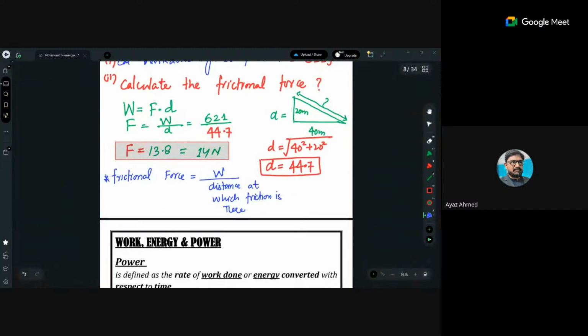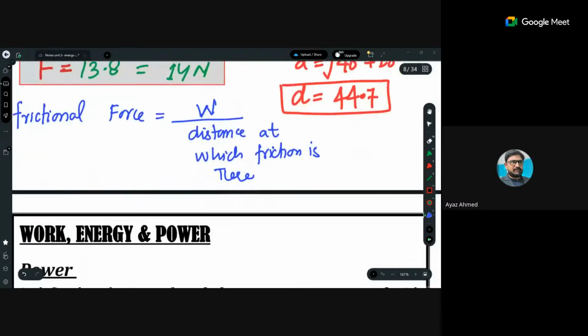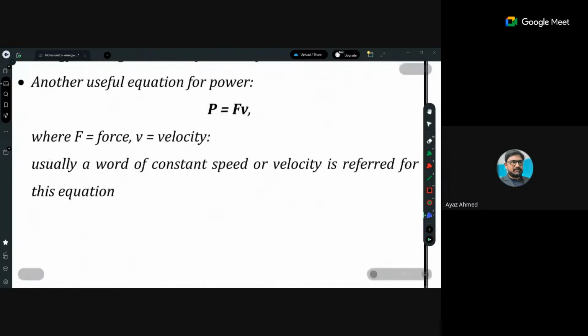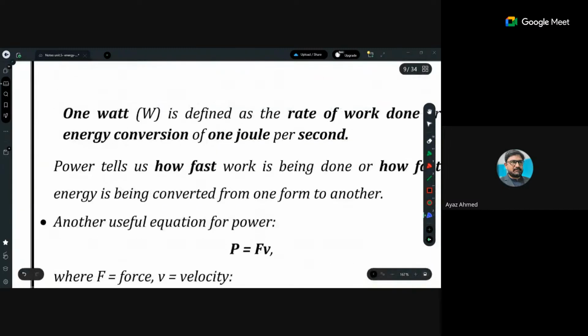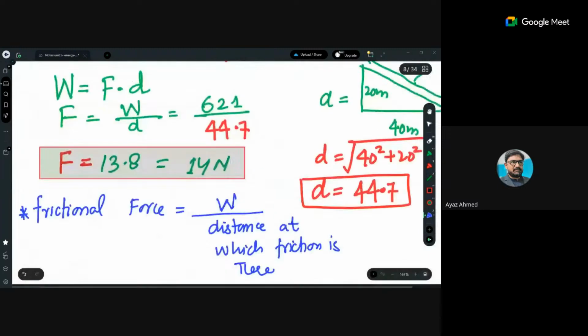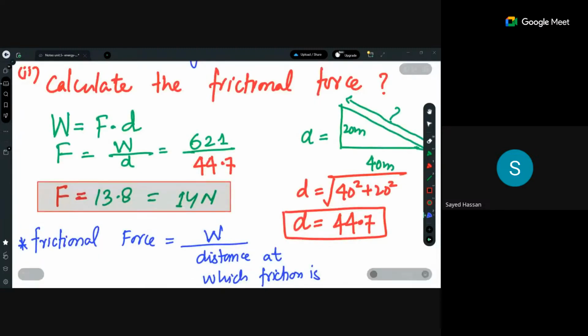So this is basically the calculation which is being asked of you. So we will wind up at this point because next is power and efficiency. I will try to handle these two together. Till this point, if you have any question, you can ask me. No sir, no question.